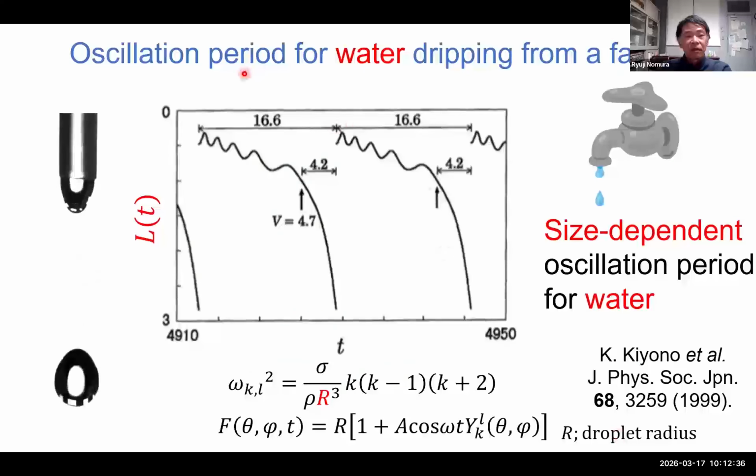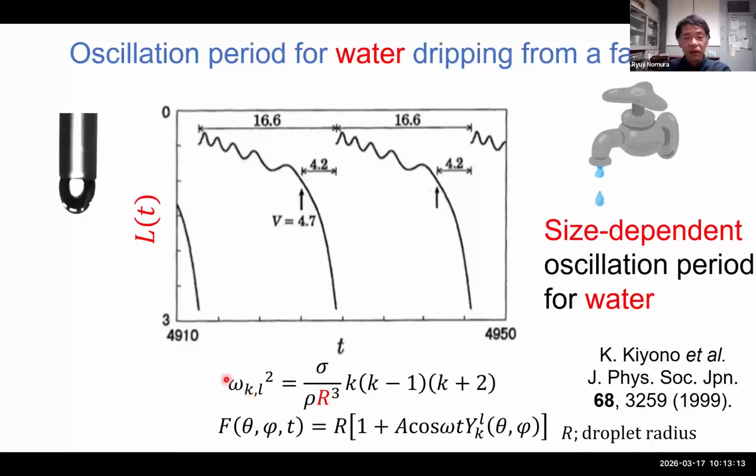Let me compare this with the oscillation of a water droplet when it oscillates during dripping from a faucet. This was examined by Kiyono and others. This is for water, and it oscillates in a short period when it's small, and as it increases, the period becomes longer. This shows the size-dependent oscillation period for water droplets, and this is consistent with this kind of expression.